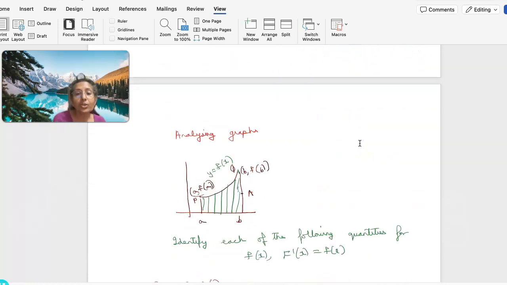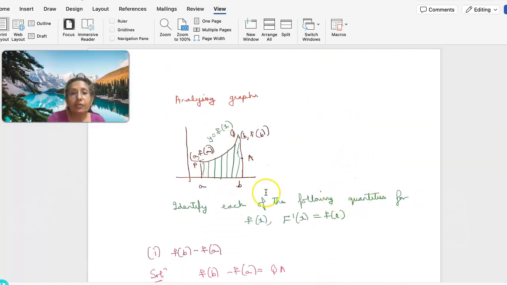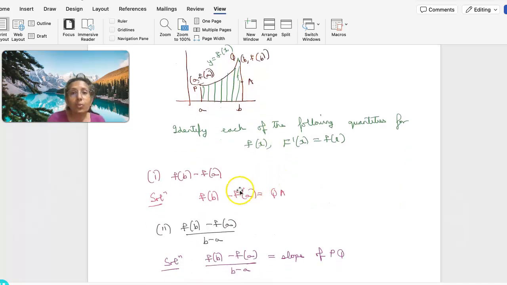So now coming to analyzing graphs. Identify each of the following quantities for f(x). You are given that capital F'(x) equals f(x). Calculate F(b) minus F(a). Now F(b) minus F(a) is nothing but this vertical distance, which is QA. What about (F(b) minus F(a))/(b minus a)? This is nothing but the slope of PQ, the segment PQ.